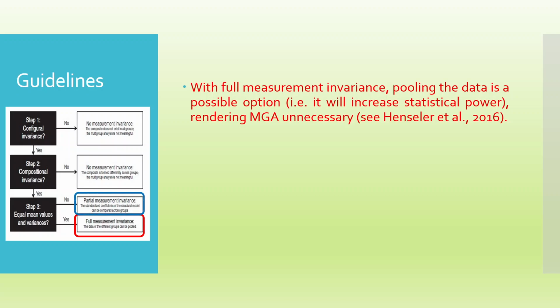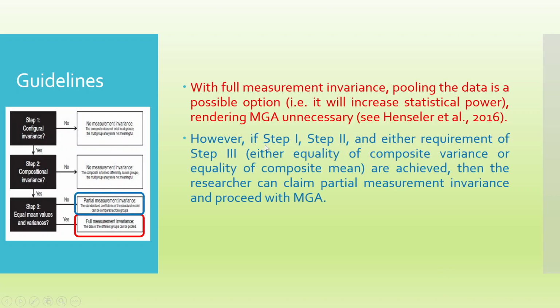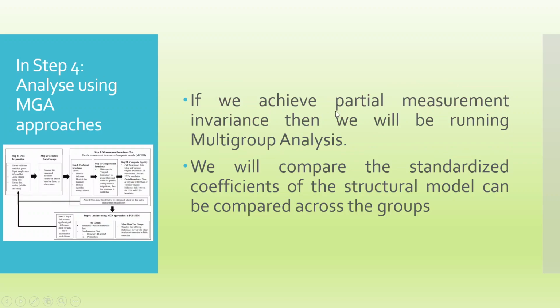If we achieve the partial measurement invariance, however, if step 1, step 2 and either requirement of step 3, that is either equality of composite variance or equality of composite mean, are achieved, then the researcher can claim the partial measurement invariance and proceed with MGA. Then we will be running the multi-group analysis, that is step 4. We will compare the standardized coefficients of the structural model across the groups. Now how can we do this? Let's see.